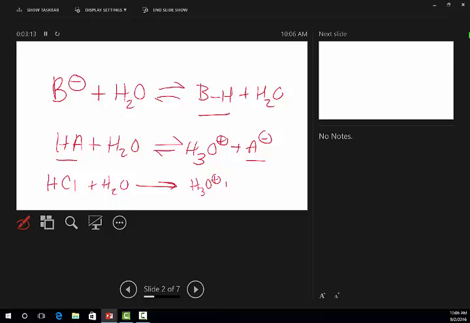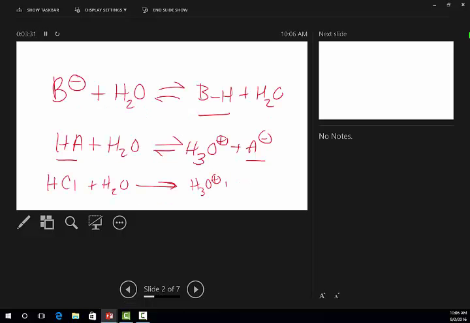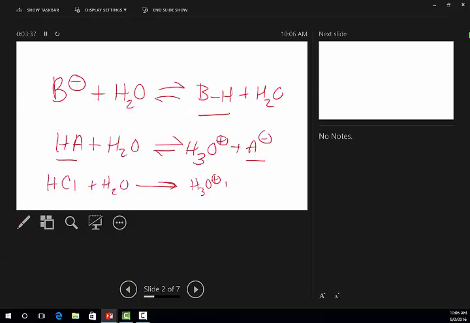Okay, so there's that equilibrium, except why didn't it do that? Why did it just decide to erase it? I quit. There's supposed to be a plus Cl minus there.